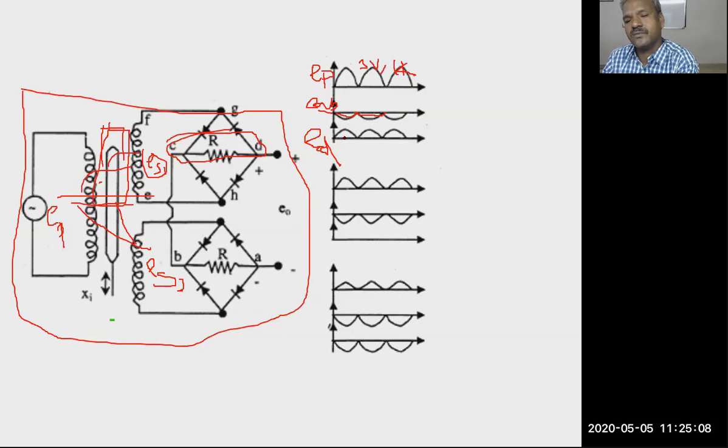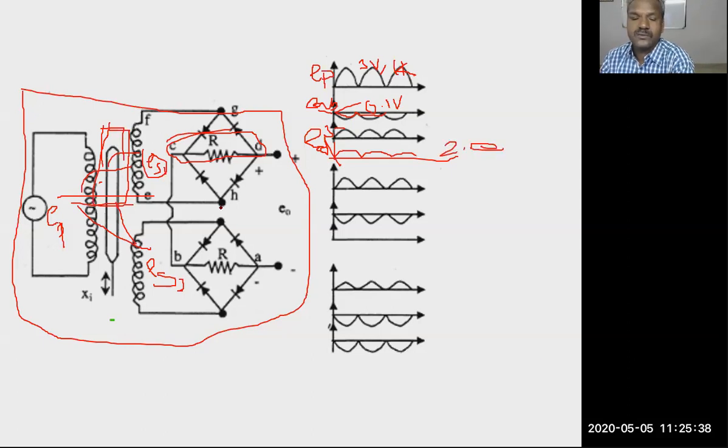Say in terms of magnitude, you consider this is 3 volt. This may be 0.5 or 0.1 volt. So what is the resultant? 3 minus 0.1. So 2.9 volt output is available here. So that is 2.9 volt output.